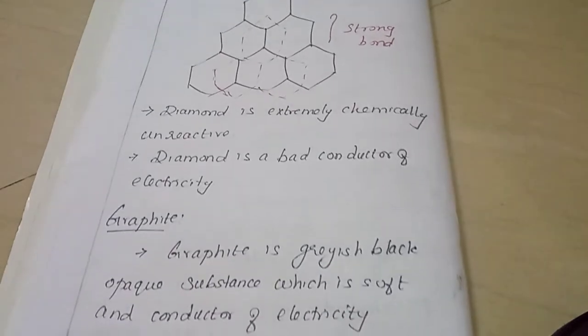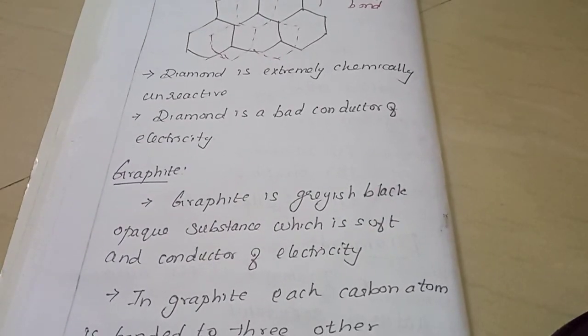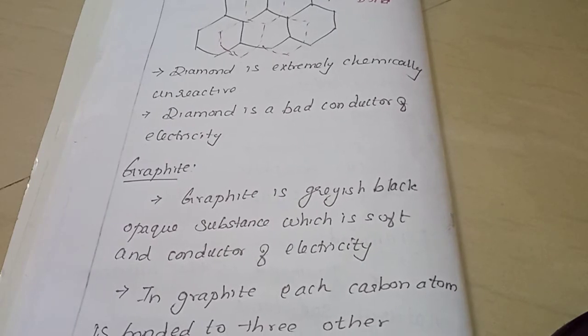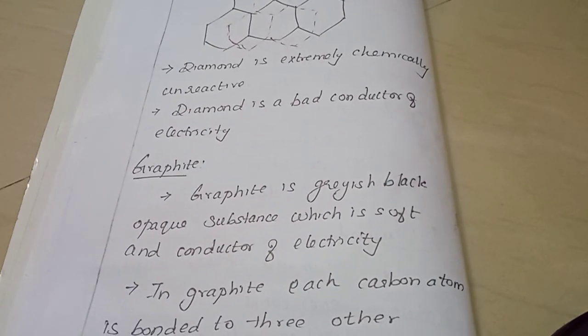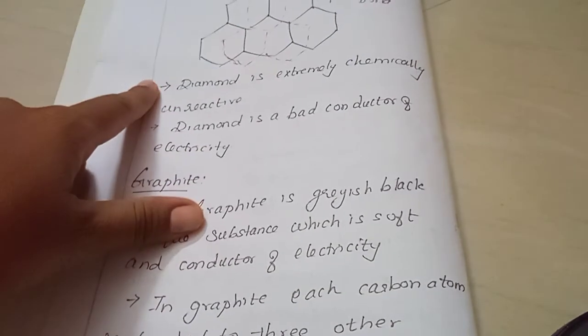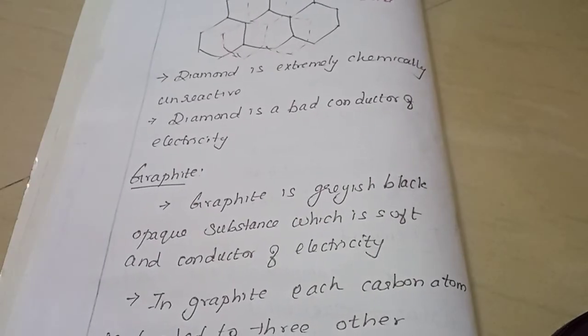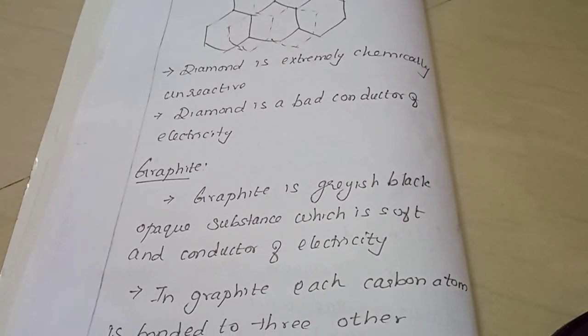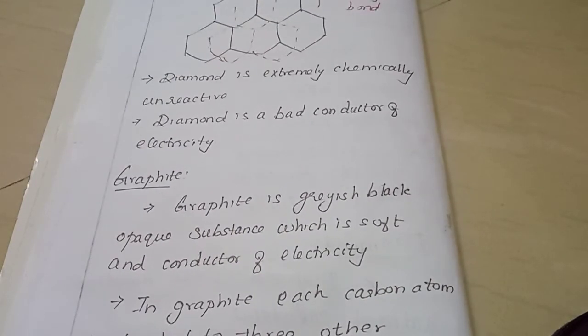Now the next allotrope of carbon, that is graphite. Graphite is a grayish black opaque substance which is soft. I have given 4 points for each. You can write them in a 2 mark question when they ask for the difference, and you can write the 5th point, the structure, in a 3 mark question also if it is asked. So what is graphite?